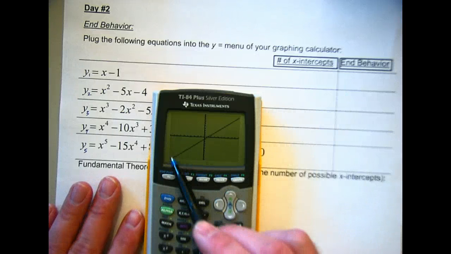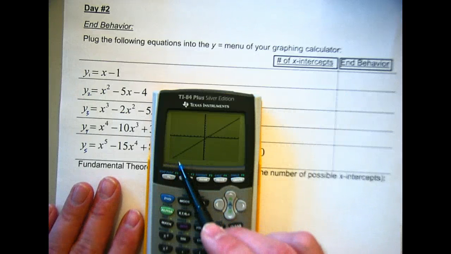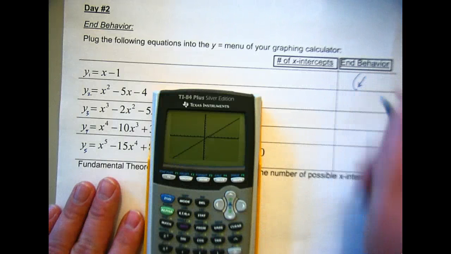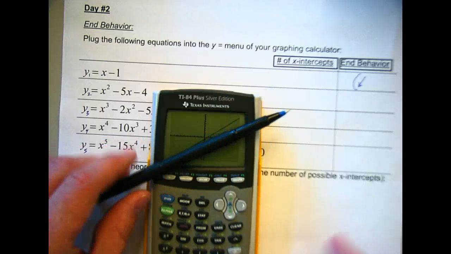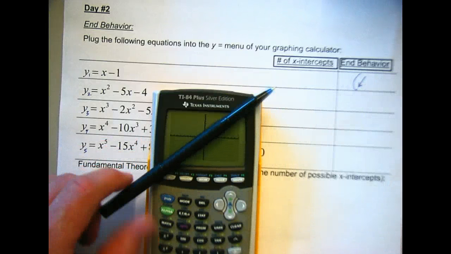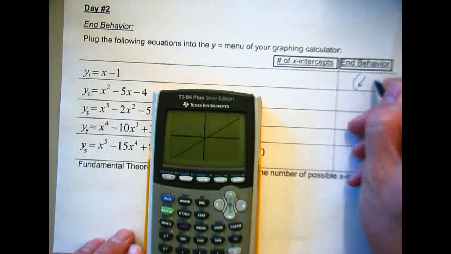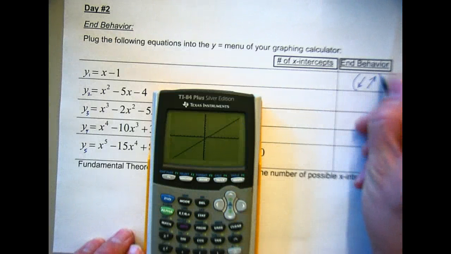So if you looked at the ends of your graph, like this one starts in a down position. Notice it's sloped like that, so I slope my line also. And it ends in an up position, up here. So my end behavior is down up.